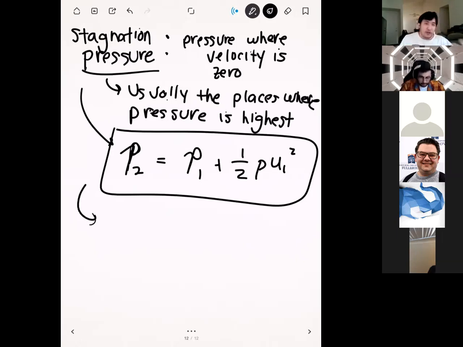Okay, and so if we connect this to our interpretation for energy, one way that you can interpret the stagnation pressure is that all the kinetic energy that you had when the flow velocity was really high, all that gets converted to pressure energy. Okay.